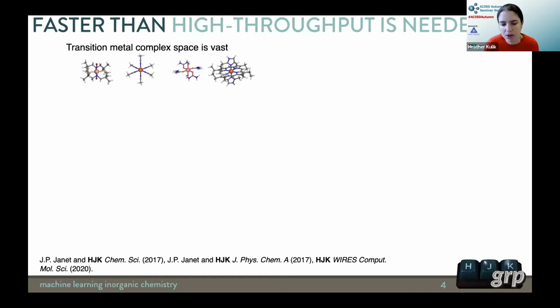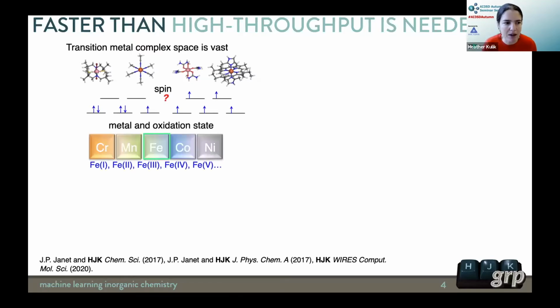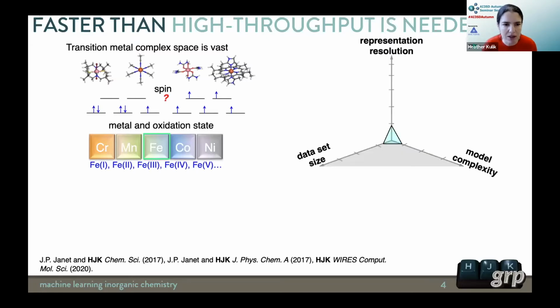So a lot of people talk about the small molecule organic universe of drug-like molecules and so on, but transition metal complexes inhabit an even larger space, in part because their metal centers can have different quantum mechanical spins. The metals that are of interest to us, such as first row transition metals, can be in a range of oxidation states.